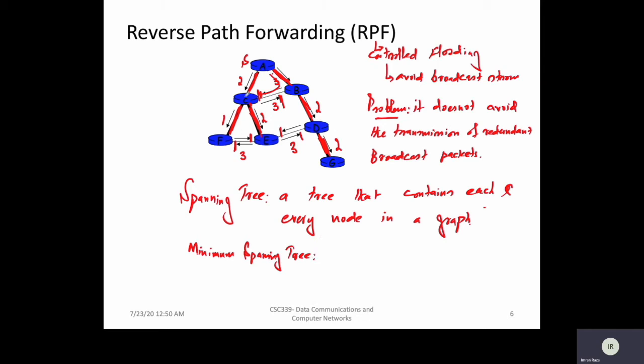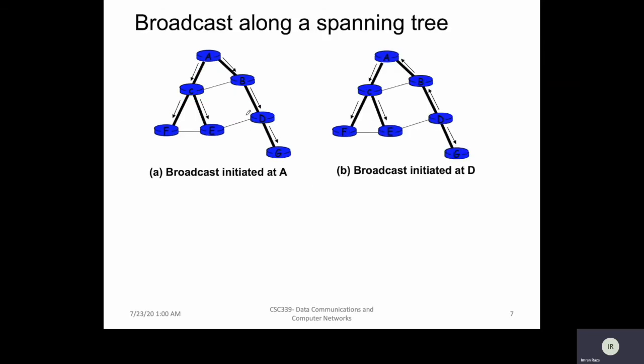Right. So the case is that we can have many different trees here. A tree with the minimum cost of all the graph's spanning trees is called a minimum spanning tree. Okay. So this means to further avoid the problem of the transmission of redundant broadcast packets, we need to establish a spanning tree, a minimum spanning tree wherever possible.